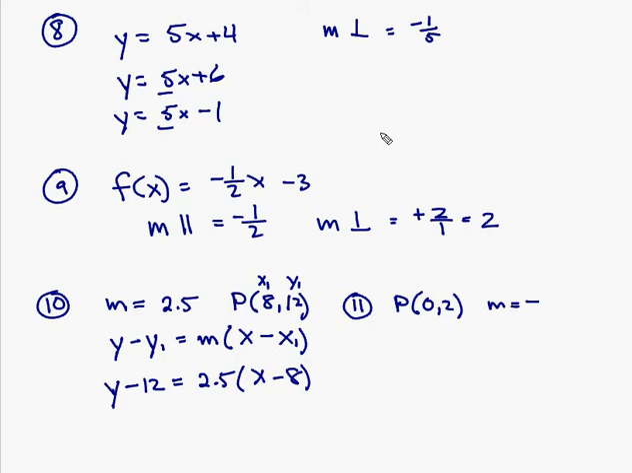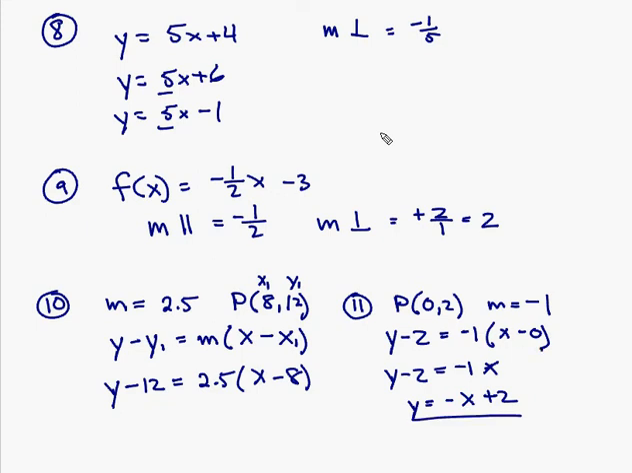We could go y minus 2 is equal to negative 1 times the quantity x minus 0, which, by the way, would be y minus 2 is equal to negative 1x. And if I add 2 to both sides, I could go y is equal to negative x plus 2. So there's a couple different ways you could write that equation, and it would be correct. And that would be number 11.